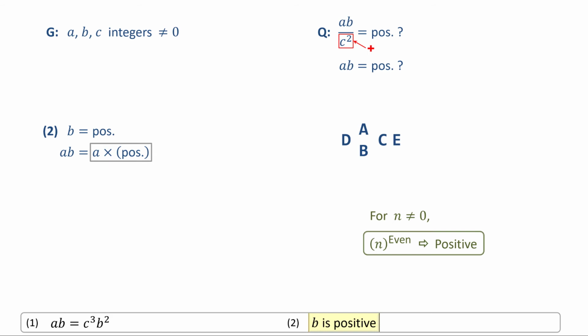This boxed quantity must have the same sign as A, because multiplying A by a positive number does not change the sign. Of course, anything that is true of the boxed quantity is also true of AB, since AB equals the boxed quantity. Therefore, AB also has the same sign as A. This may be interesting, but we don't know the sign of A, so in the end statement 2 doesn't tell us what we want to know, whether AB is positive. Therefore, statement 2 is insufficient.